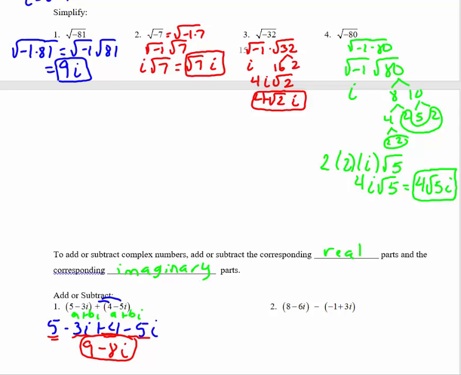For number 2, again, we don't really need those first parentheses. They're just saying here's the first complex number. So we'll drop off those parentheses. But be careful, with the second parentheses we have to distribute. So we end up with a plus 1 minus 3i. Combining the real parts, 8 plus 1, I end up with a 9. And we have a negative 6i and a negative 3i, which gives me a negative 9i. So my answer is 9 minus 9i.